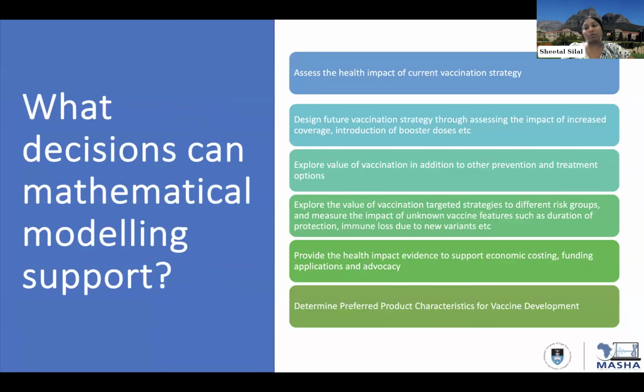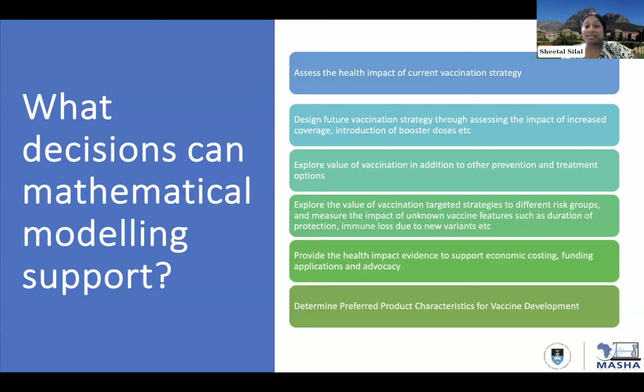But what I would like us to maybe reflect on are, what are some of the decisions that mathematical modeling can support? So let's take a step back. We've just heard an excellent presentation on rubella vaccination, and that was looking at scenarios on the introduction of a rubella vaccination. But is that the typical type of decision that modeling can support, or can modeling be used for other purposes as well? So the answer is, of course, yes. Modeling can be very informative across a range of decisions.